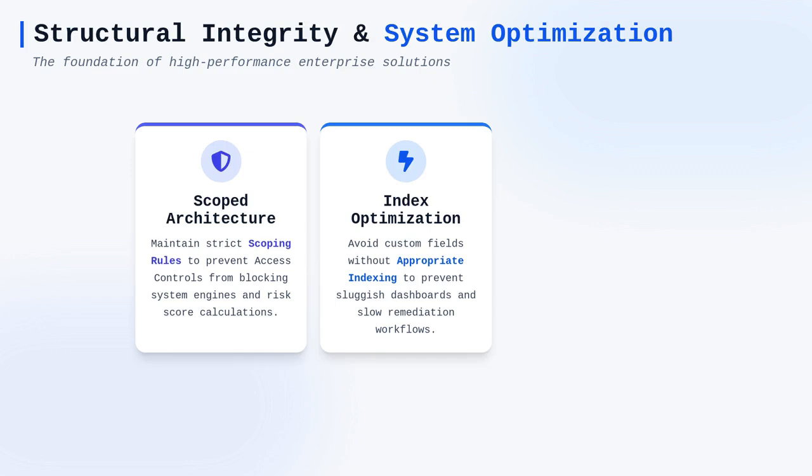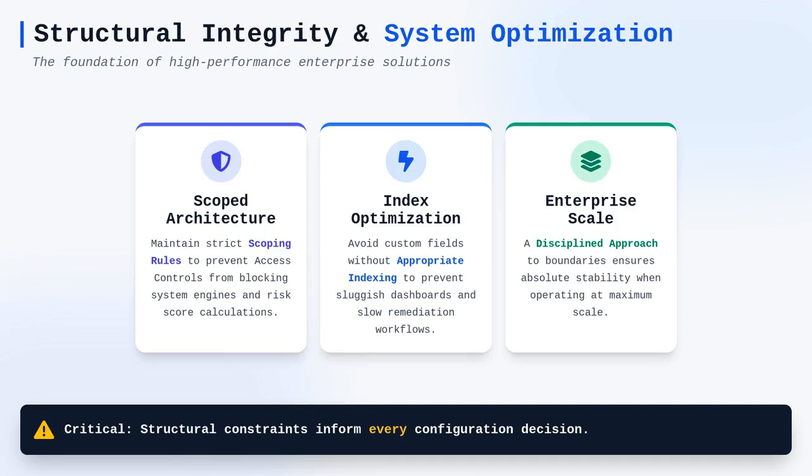As we move through this chapter, keep these underlying structural constraints in mind, as they inform every configuration decision we will make in the coming modules. A disciplined approach to maintaining these boundaries will ensure absolute stability when operating at scale.